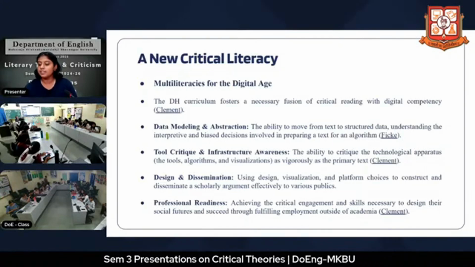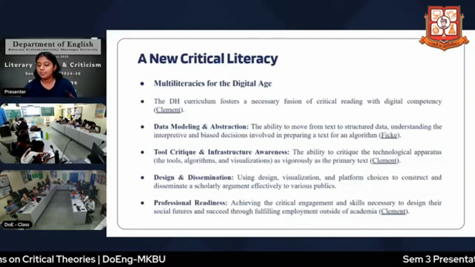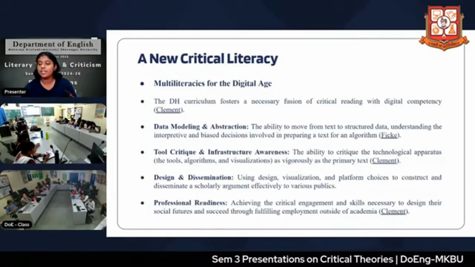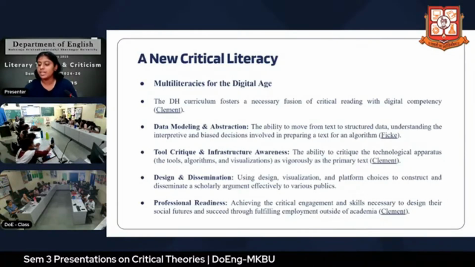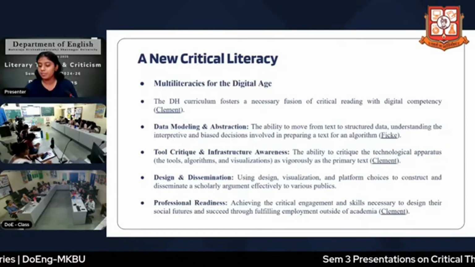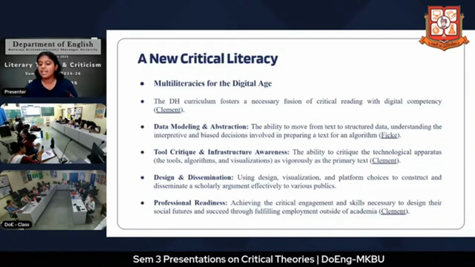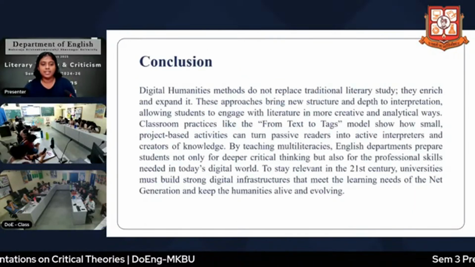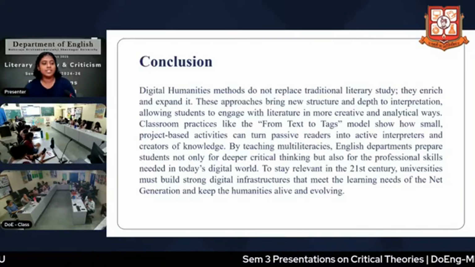They learn to critique the technological apparatus, the software, the algorithm, and the visualization as vigorously as they critique the novel itself. Then they learn that an argument must be constructed and shared through visual and platform choices to reach different publics. And ultimately, these skills enable students to design their social features. In conclusion, digital humanities methods do not replace traditional literary studies. They enrich and expand it.